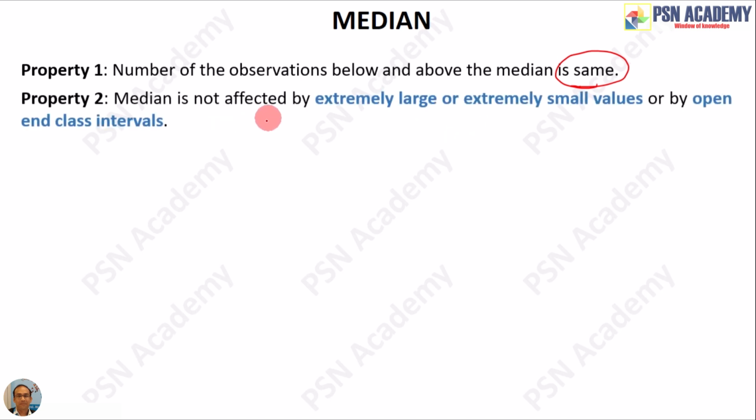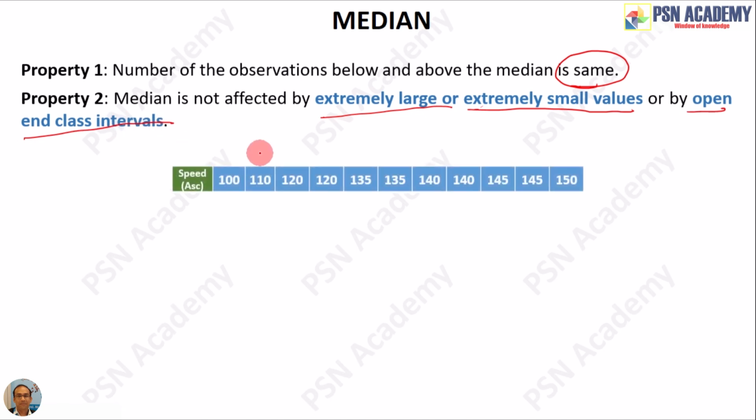Next, median is not affected by extremely large or extremely small values, and also it can handle open-end class intervals. So if you have this kind of data, then your median will be staying here, so that on the left hand side you have 5 observations, on the right hand side you also have 5 observations. Even if you have a very low starting value or outlier on the left hand side, and on the right hand side an extremely large outlier like this, your median will not be affected.